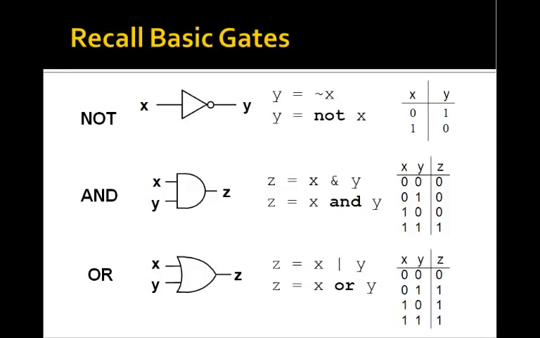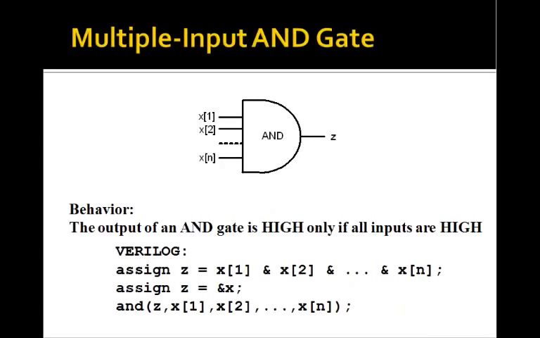Now the AND and OR gates, as well as the NAND and NOR and exclusive OR and exclusive NOR gates, can also have multiple inputs, more than 2. Let's look how it works for an AND gate. We could have, say, n inputs to the AND gate. And the behavior of an AND gate is that the output is high only if all inputs are high.